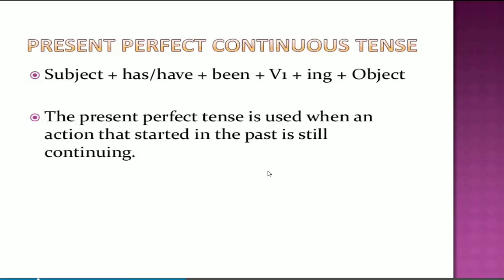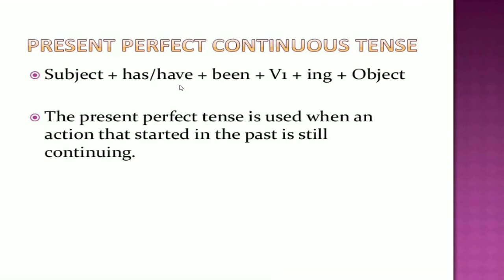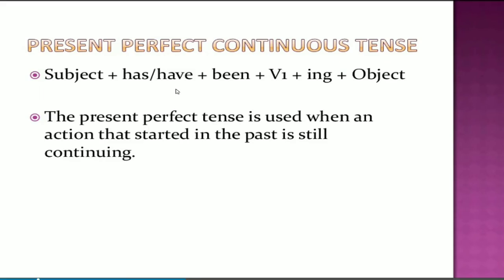Present perfect continuous tense. So we know subject plus has or have, been plus V1 plus ing plus object. It is a combination of perfect as well as continuous tense. So that is why ing is there, has and have is there, been is there. It is used when an action that started in the past is still continuing. For example, she has been studying since yesterday. Since yesterday, she has been studying mathematics. So that is an action that is happening.